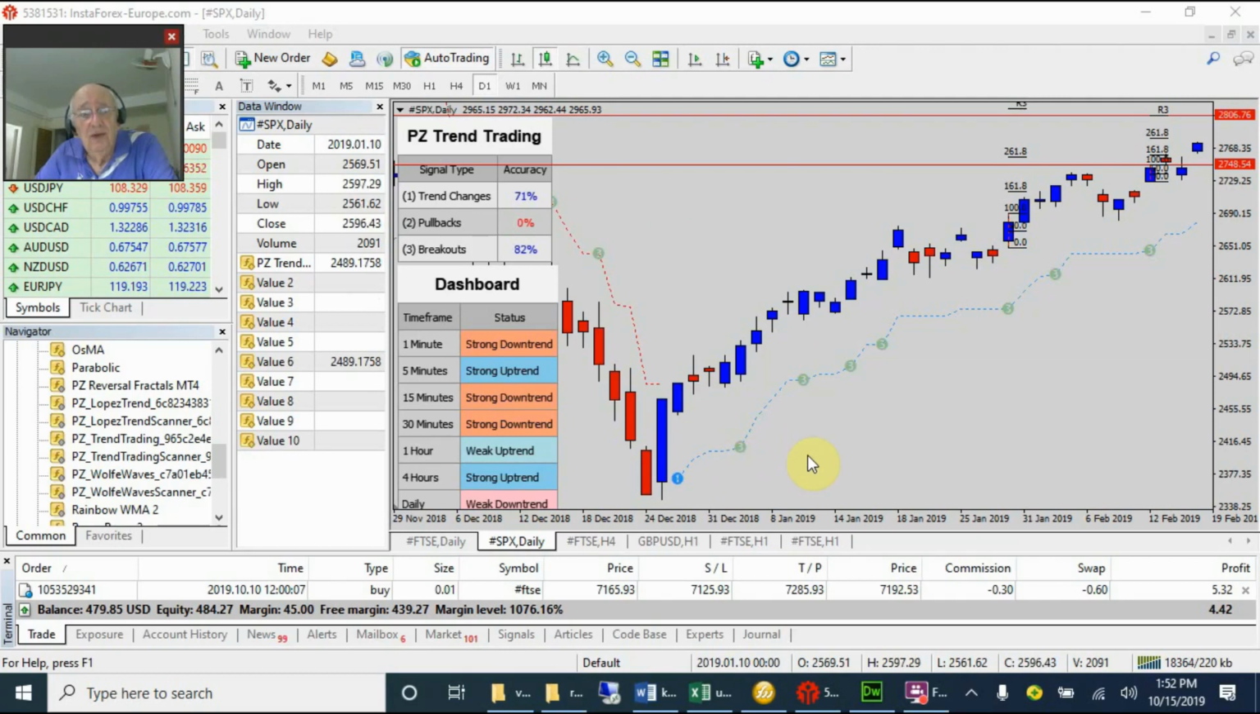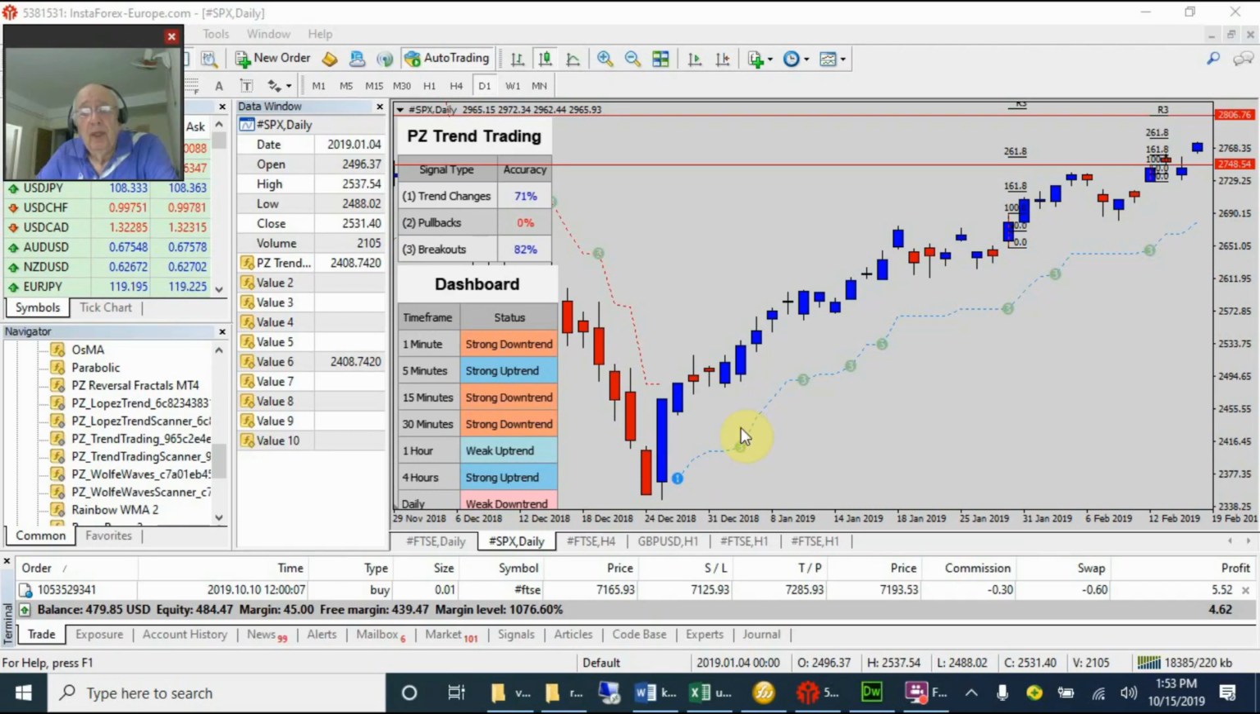Now I must say it's very good. I trust it. It's very reliable. Like for instance, we'll show you here now on the SP 500. You can see the breakouts, which are these threes over here, are 82% accurate. Now that doesn't mean that you're going to be reaching the target the way I've done it every time.